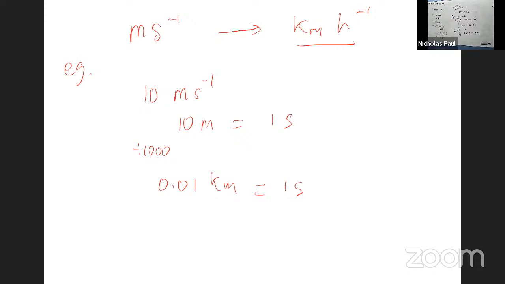Anybody can guess? What you could do? Very good. Find how many seconds are in an hour and then multiply.